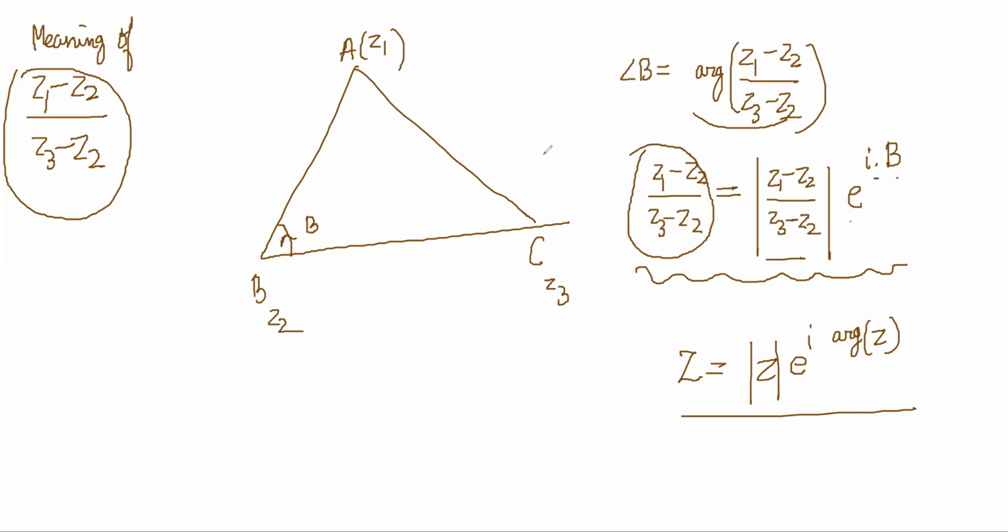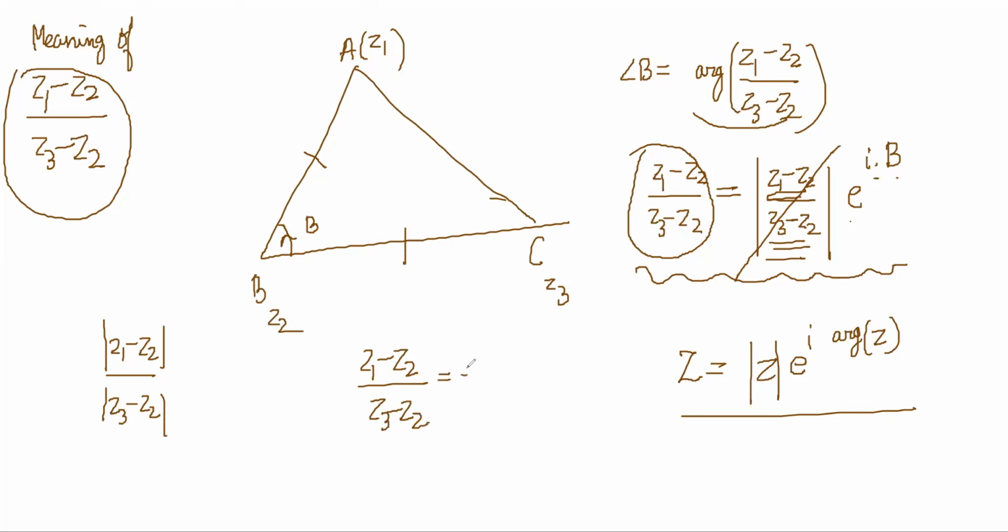Now sometimes in questions, if you write this, then you will get some nice results, because it could be given in the question that the triangle is isosceles and AB is equal to BC. If AB was equal to BC, then the mod of Z1 minus Z2 was the same as the mod of Z3 minus Z2. So that whole term would have cancelled out, and you just have a nice relation: Z1 minus Z2 by Z3 minus Z2 is equal to e power i B.